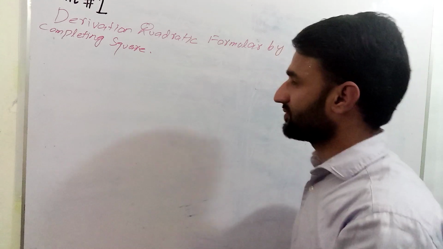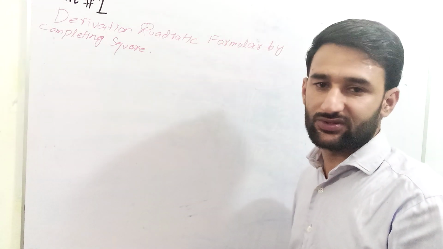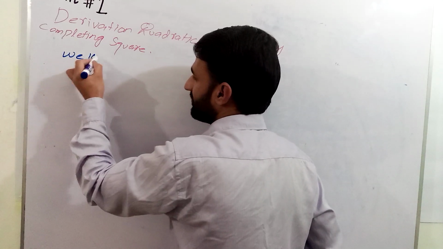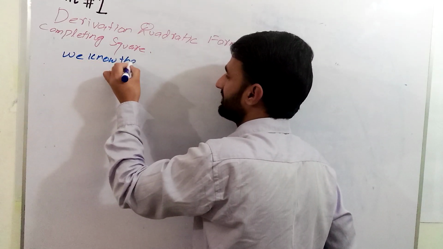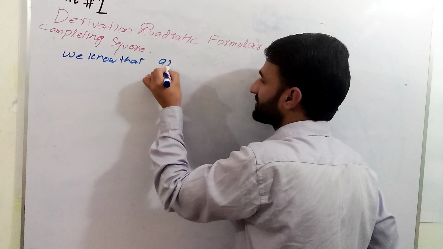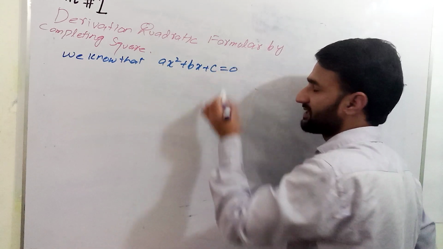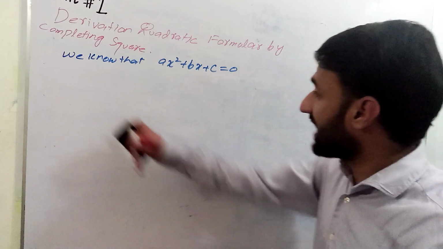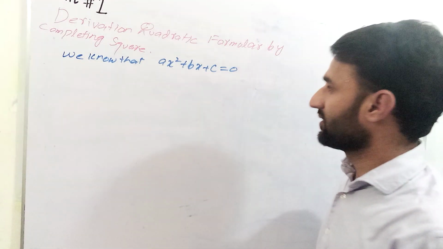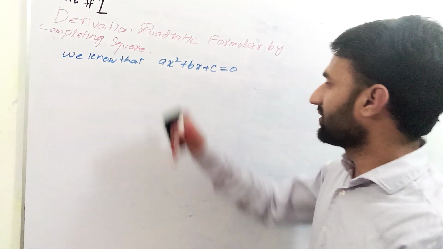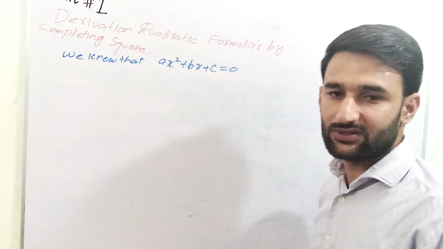We're going to try to solve: what is the quadratic standard form? We know that ax² + bx + c = 0. This is the standard form of quadratic equations. Now let's try to solve it. We will find the quadratic formula from the standard form.